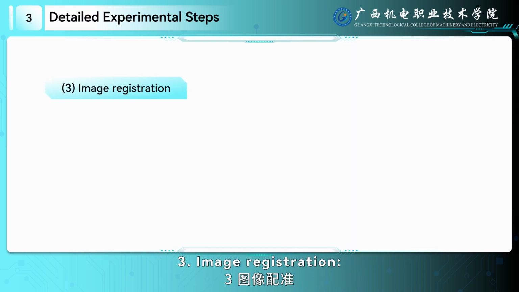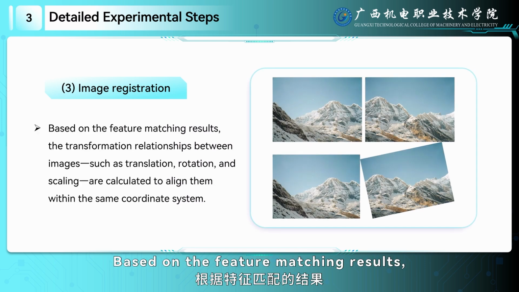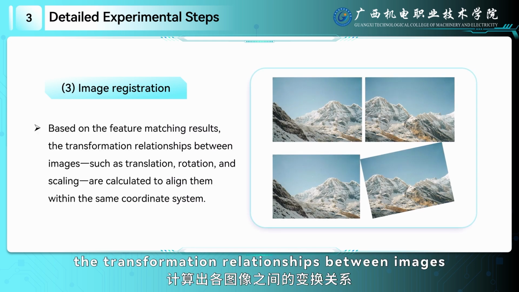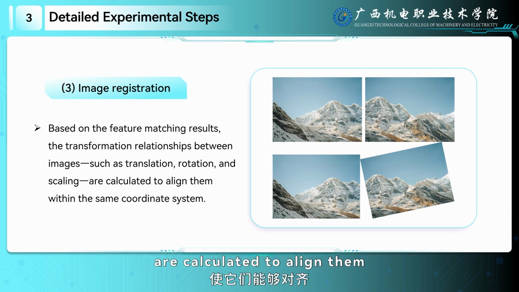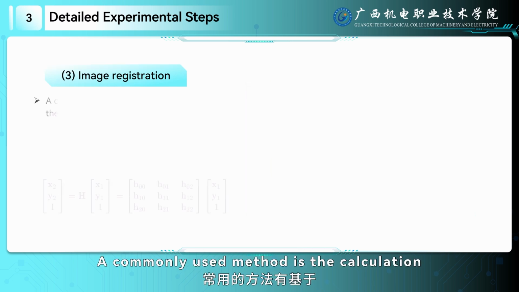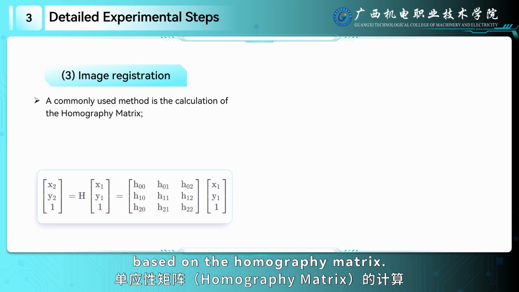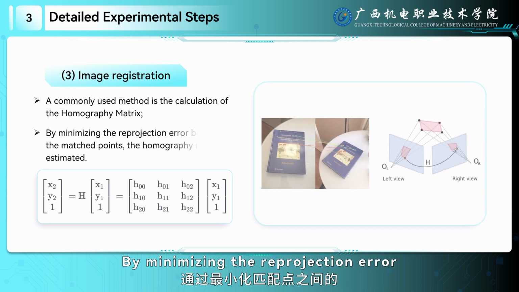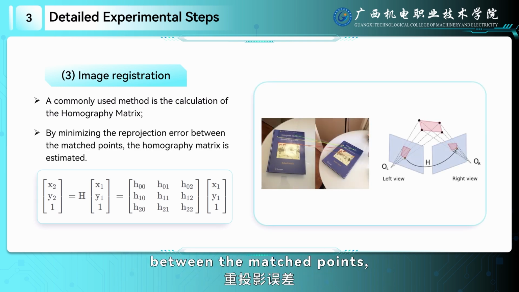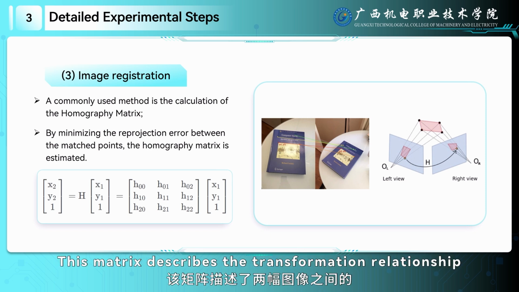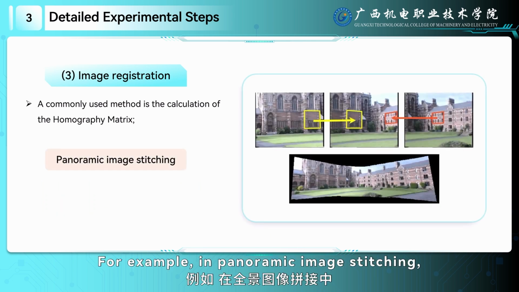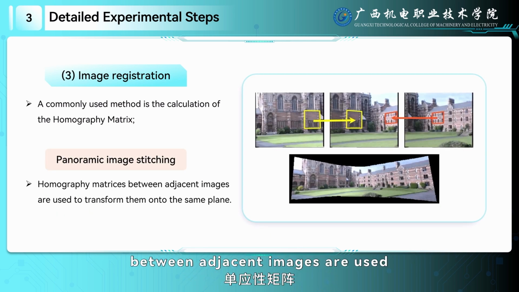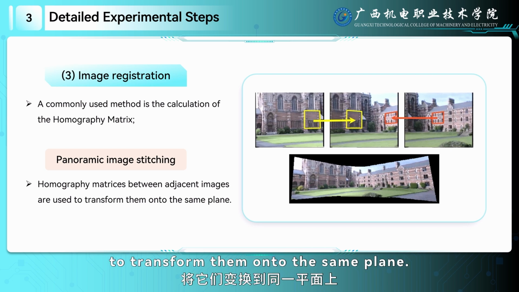3. Image registration. Based on the feature matching results, the transformation relationships between images, such as translation, rotation, and scaling, are calculated to align them within the same coordinate system. A commonly used method is the calculation based on the homography matrix. By minimizing the reprojection error between the matched points, the homography matrix is estimated. This matrix describes the transformation relationship between the two images. For example, in panoramic image stitching, homography matrices between adjacent images are used to transform them onto the same plane.